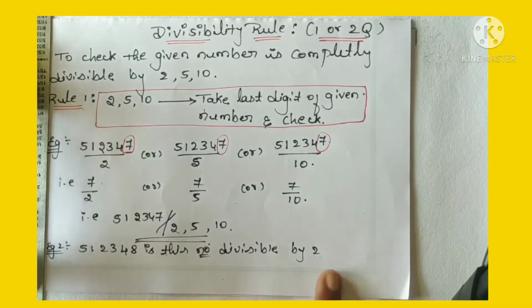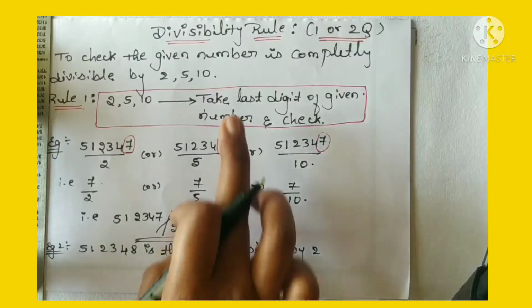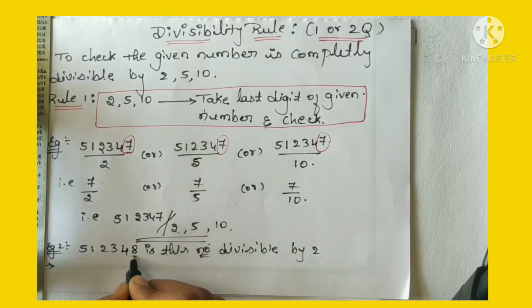Now, to check this number, we do not need to divide the entire number. We have to apply just this rule. That is, by taking the last digit, we can check whether this number is divisible by 2 or not. For this, to check the divisibility rule of 2, we take the last digit of the given number. Here the last digit is 8.